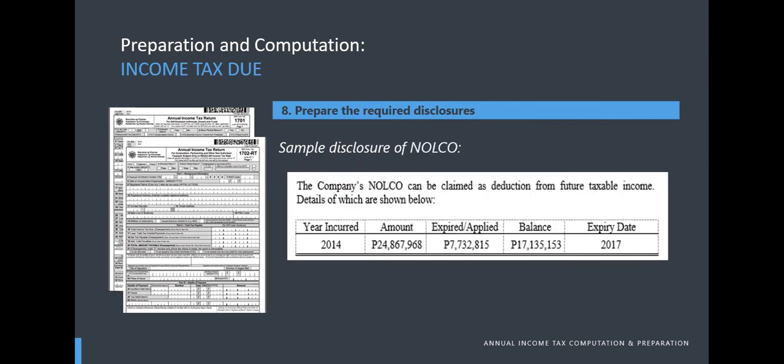Disclosure of the NOLCO, as discussed earlier: whatever was reported in the ITR must also be disclosed in the details in the notes to FS on income tax. So the year incurred, the amount, how much was expired or applied, the balance, and the expiry date.